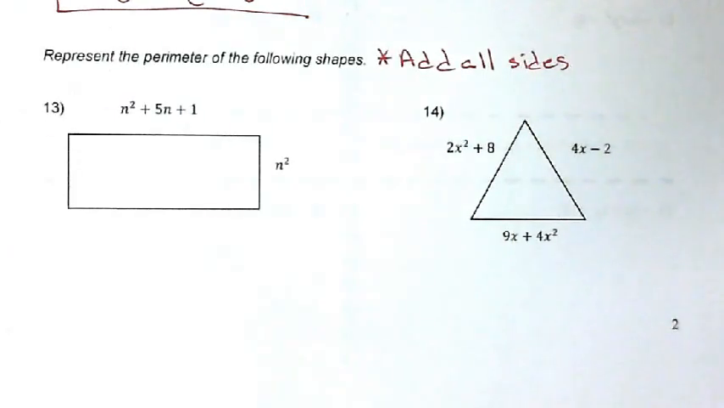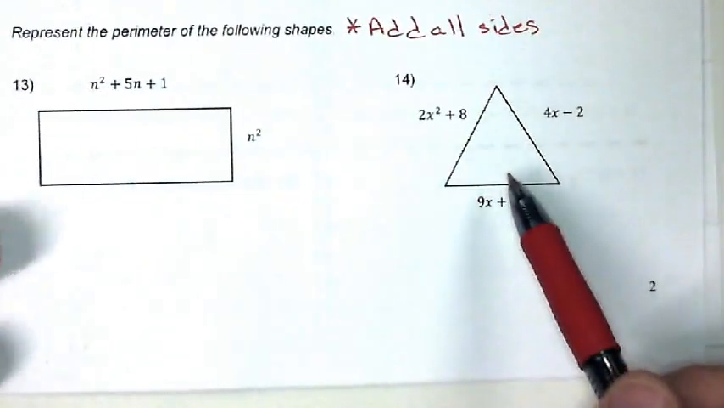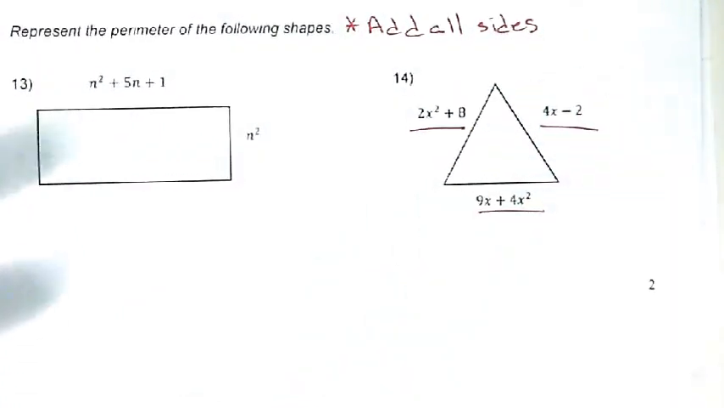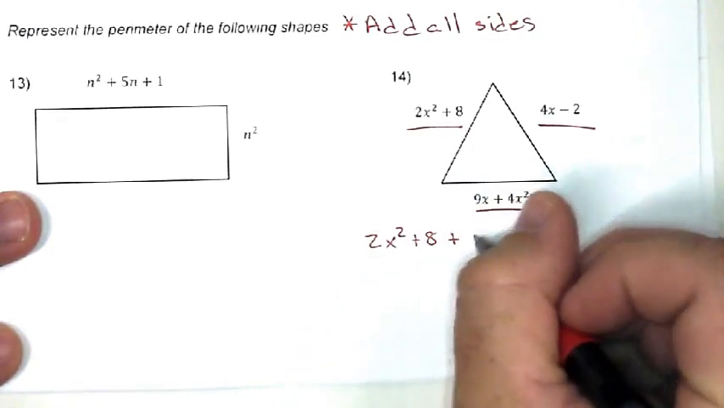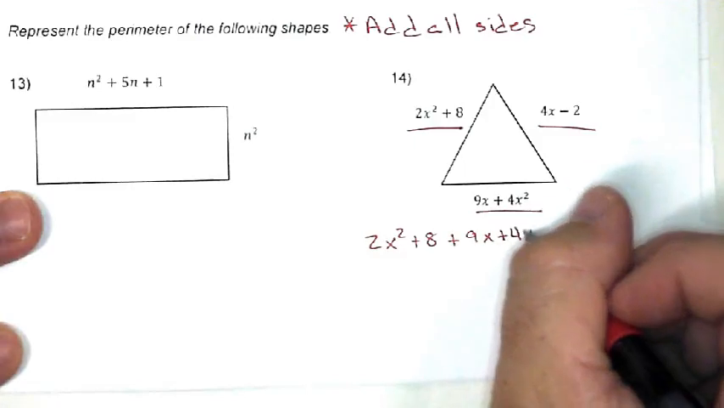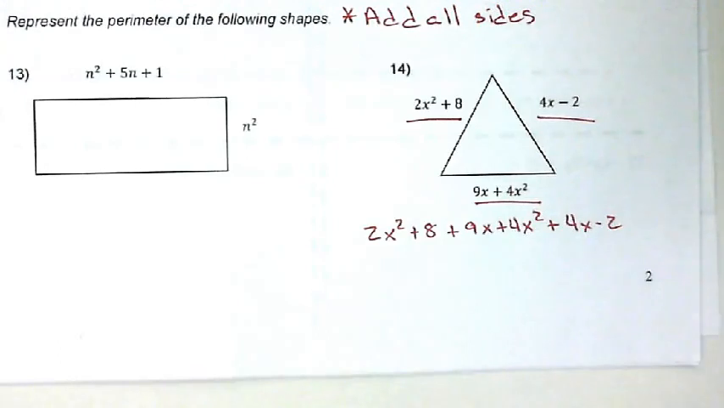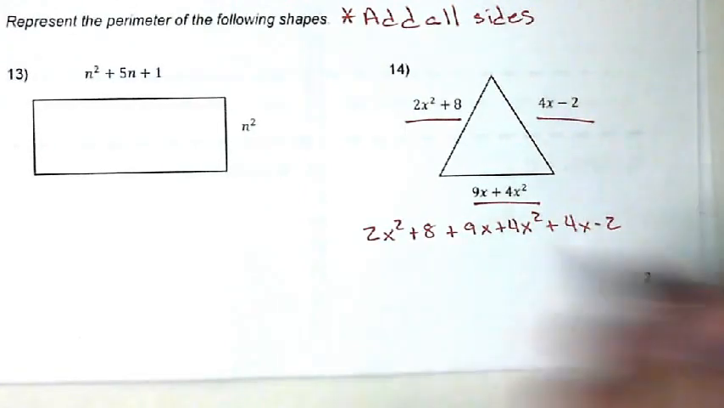So I'm not going to do 13 just because I don't want to do it. 14 has fewer sides, so it's a little bit quicker to do. But I'm going to take this side plus this side plus this side. I'm just going to add them together. Literally, 2x squared plus 8, plus 9x plus 4x squared plus 4x minus 2. Literally add the three sides together. When you find area, do you also find the one in the middle? What am I asking for? Perimeter. Only worried about perimeter today. Okay? So all I'm doing is adding the three sides together.